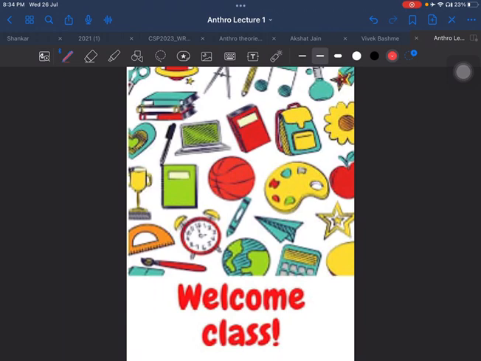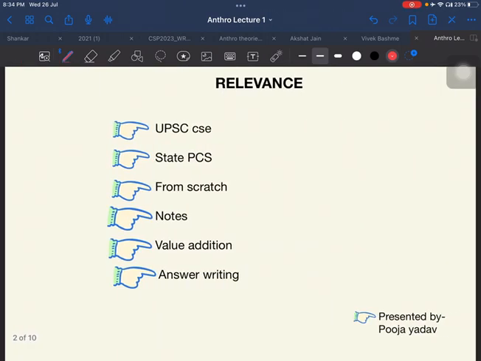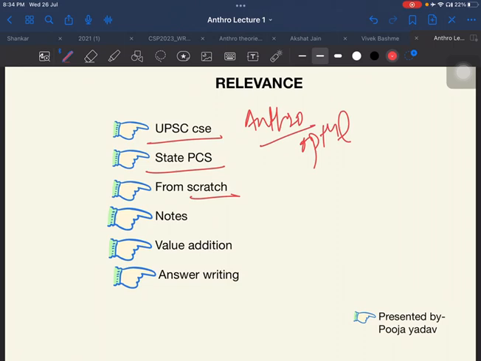So, let me give you a quick overview. First of all, let me tell you that we will be teaching you anthropology as an optional for the UPSC CSE and also for the state PCS. And we will be starting from scratch so that students at any level of their preparation can come along. So we will be teaching you from A to Z. We will take you from the initial phase of the syllabus towards its completion.